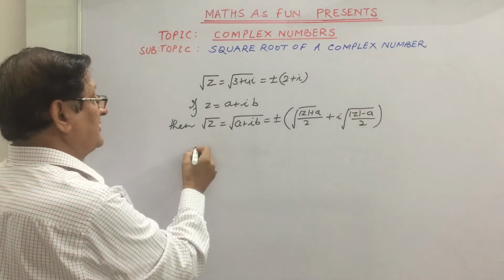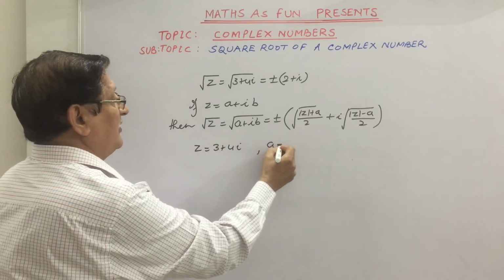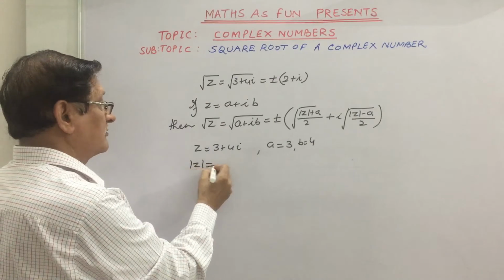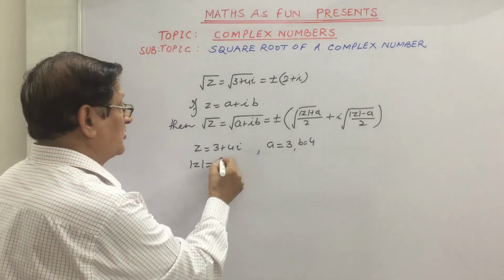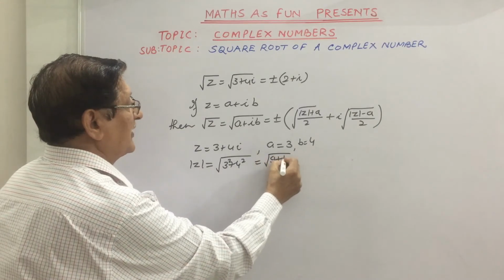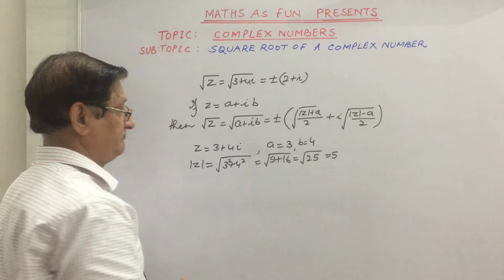Let's see here in this case, when z is 3 plus 4 iota, we have a is equal to 3 and b is equal to 4. So what will be modulus z? Modulus z is root of 3 square plus 4 square, that is root of 9 plus 16, root of 25, that is 5.